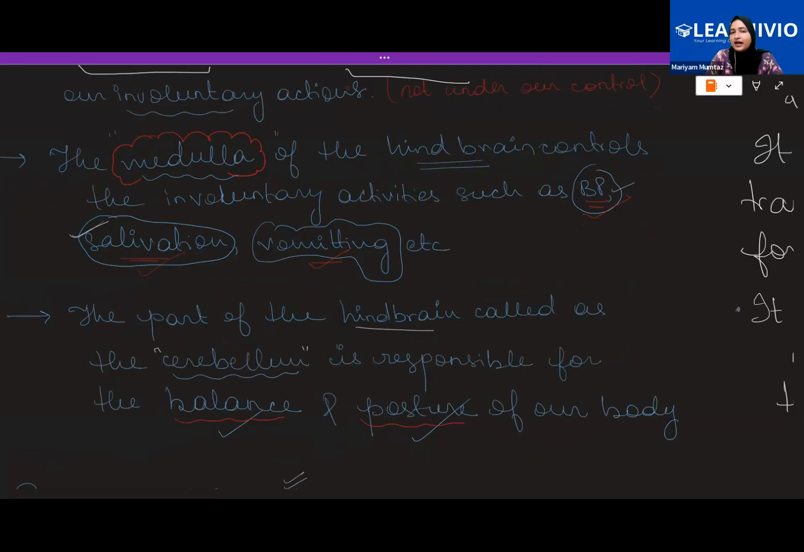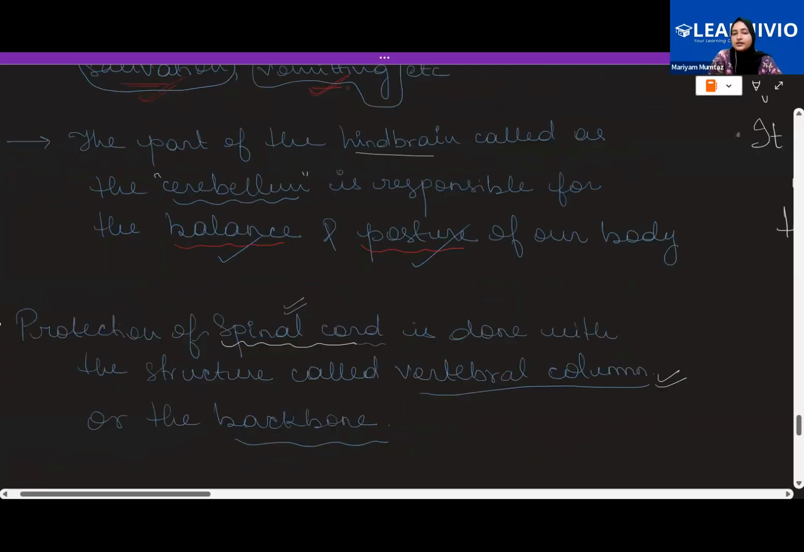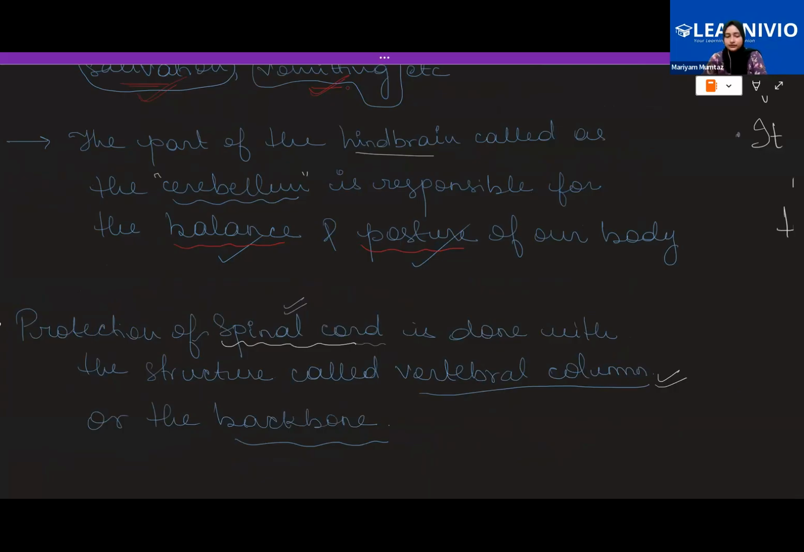The medulla of the hindbrain controls the involuntary activities such as our blood pressure, salivation, vomiting, all of these things. And the part of the hindbrain called the cerebellum is responsible for controlling the balance and the posture of our body. The reason why we can balance, and when you walk straight, you can walk straight, is because of the presence of a well-developed cerebellum.